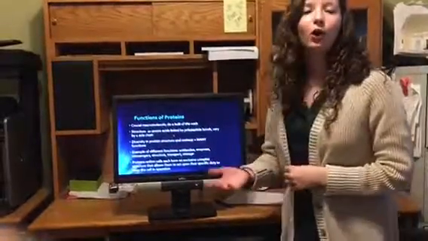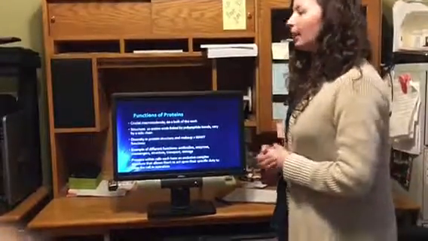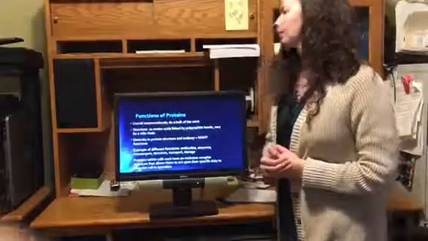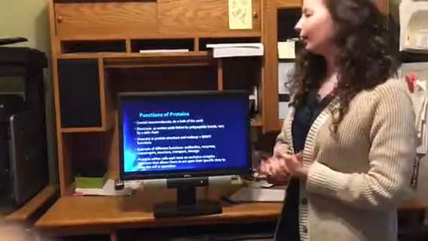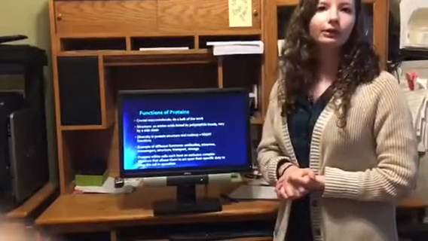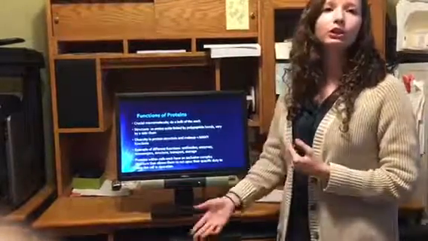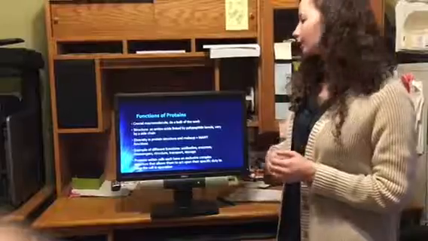So first I started with an overview of proteins in general, about their functions and structure. Protein, of course, is a crucial molecule. You can't live without it. They do a bulk of the work in the cell. They help with function, structure, and a whole lot of different things.